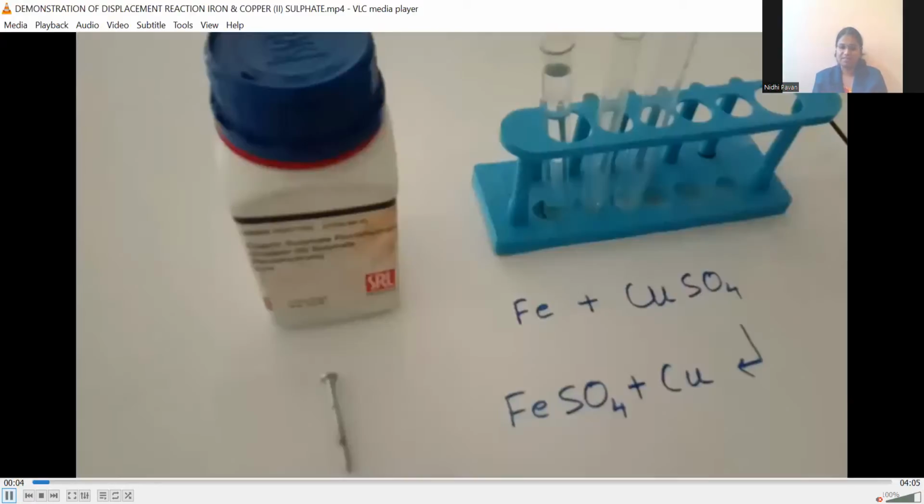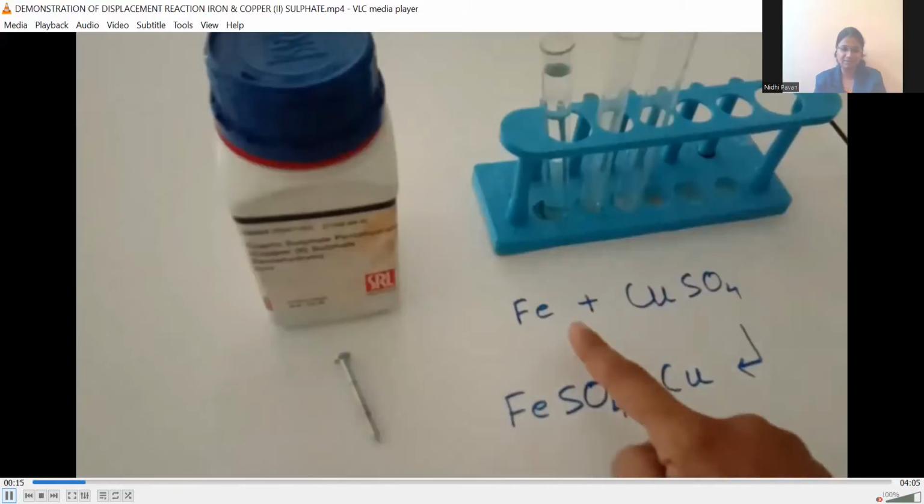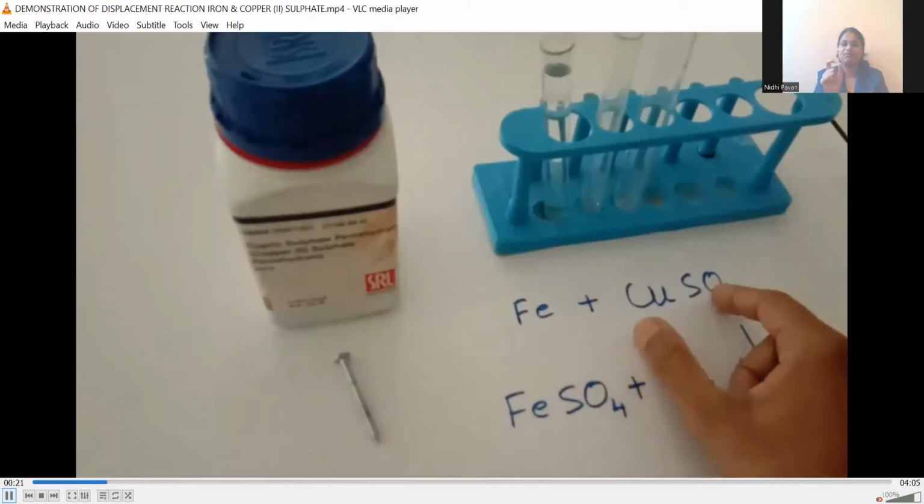So we took copper sulfate and iron. As you can see, copper sulfate is in the white box, and they took a test tube and also an iron nail. So when iron reacts with the copper, what happens actually? Let me tell you.